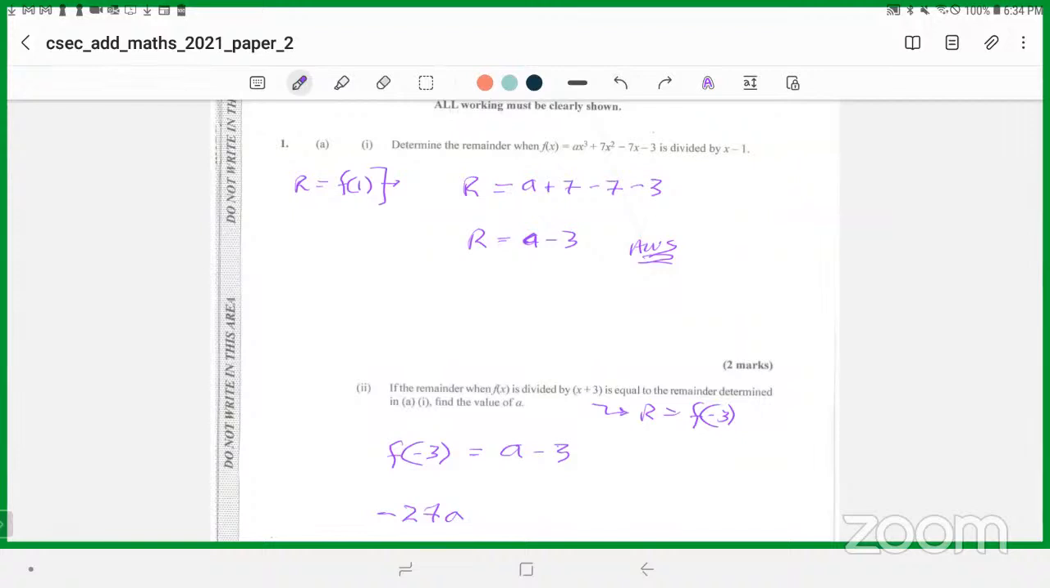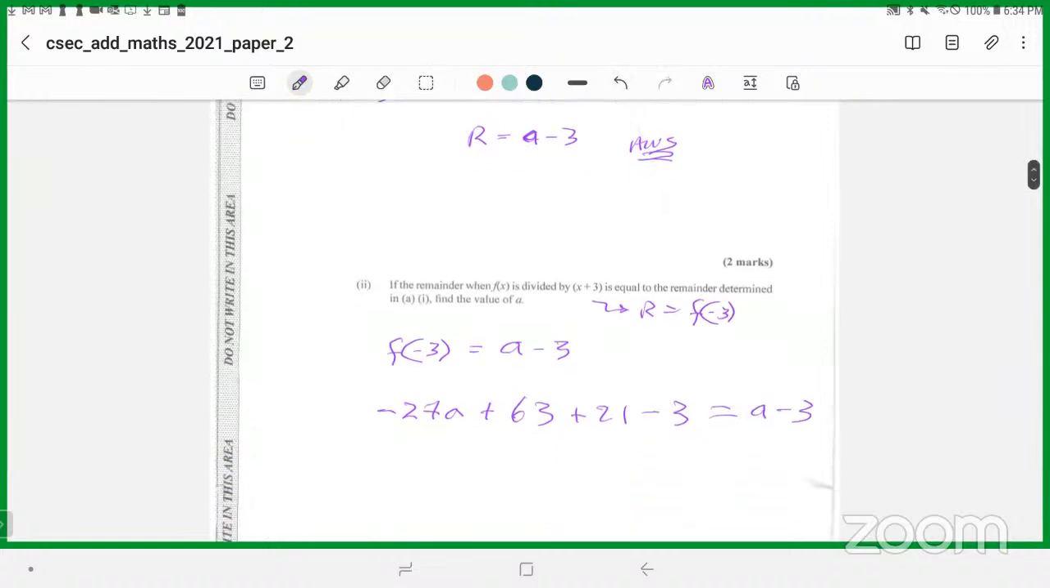9 times 7 is how much? 63. Thank you. And then we plug the negative 3 here, it becomes negative 7 times negative 3 becomes positive 21, plus 21. And then we have this negative 3 come back here, and it is equal to a minus 3. And then we're solving this for the a. So this 27a, I'm going to take it on this side and add it to that a and get 28a. So that's 28a on the left.